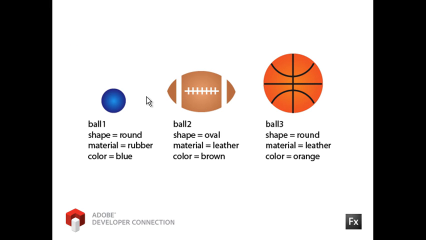Here are 3 instances of the Ball class. The first ball, which I have named ball1, is round, made of rubber, and is blue. The second ball, ball2, is oval, made of leather, and is brown. The last ball, ball3, is round, also made of leather, and orange. In all cases, the 3 balls can be thrown, caught, or bounced, although with varying degrees of success.